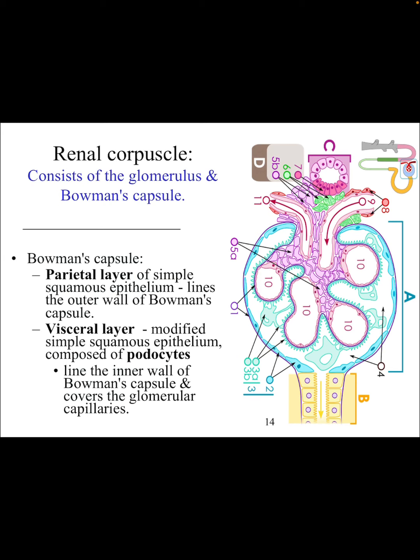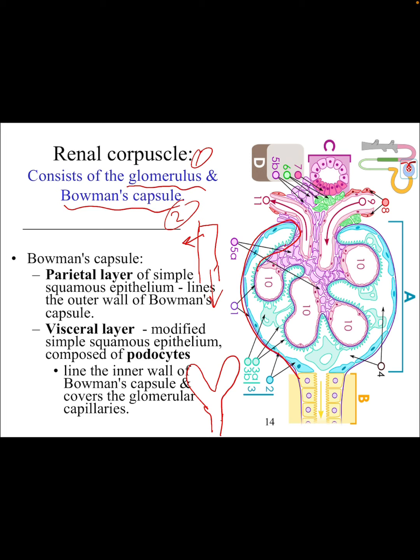So we'll start with the first part, which is the renal corpuscle. It consists of two parts. We have the glomerulus and we have the Bowman's capsule. The first part, the Bowman's capsule, is a blind end tube, like this. This is a tube, and we call it blind end because it has only one opening. And this area here we call the Bowman's capsule.